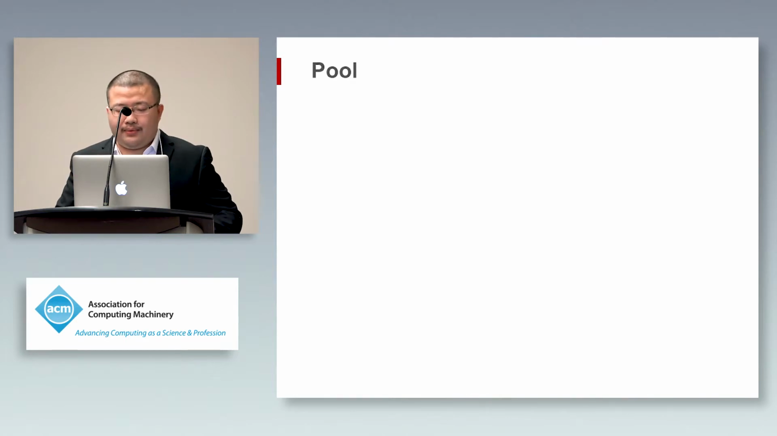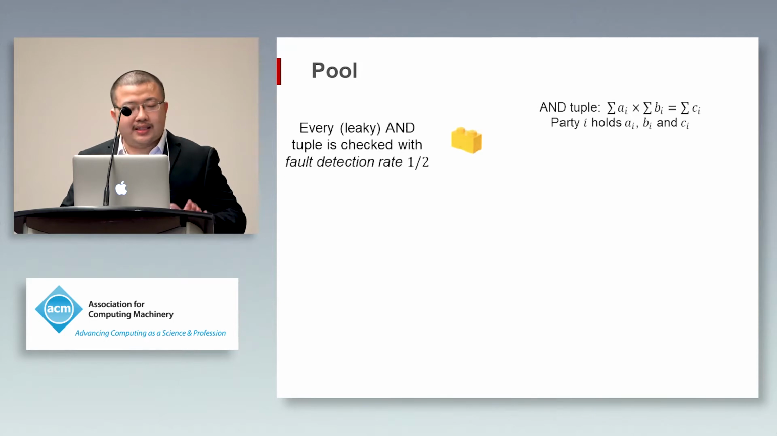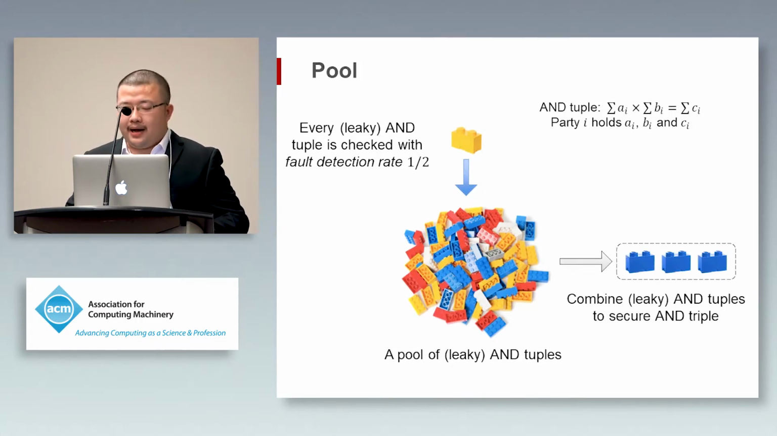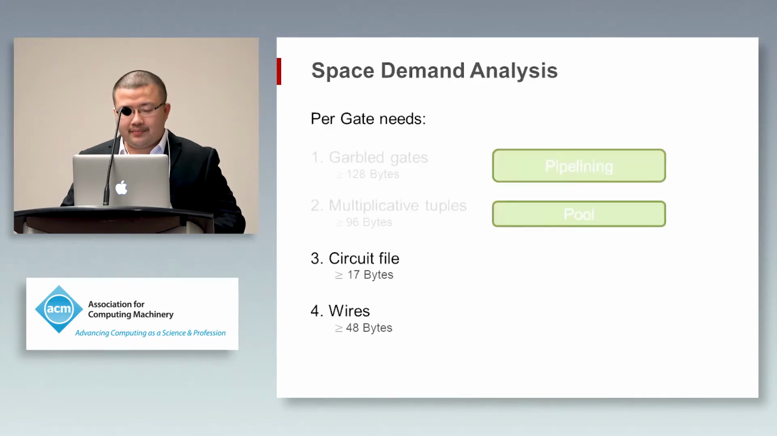Let's quickly go over the pool technique. We generate leaky AND tuples and check them with a fault detection rate of 1/2. Then we collect these leaky AND tuples to form a leaky AND tuple pool. Leaky AND tuples in this pool will be randomly picked out and combined to remove leakage, and then used in computation. Once the leaky AND tuples in the pool are consumed, we will generate new leaky AND tuples to refill the pool as soon as possible.